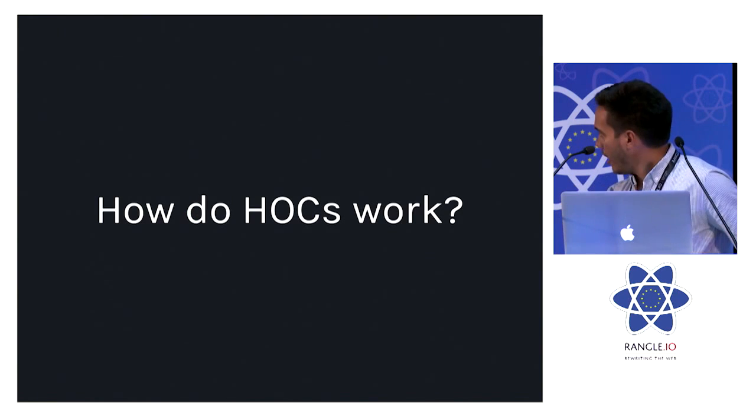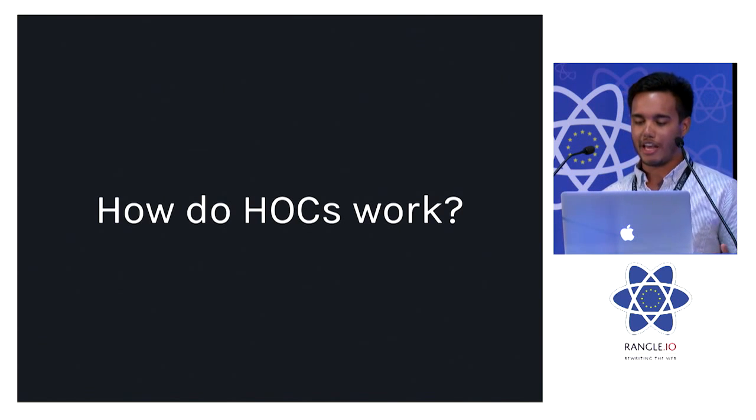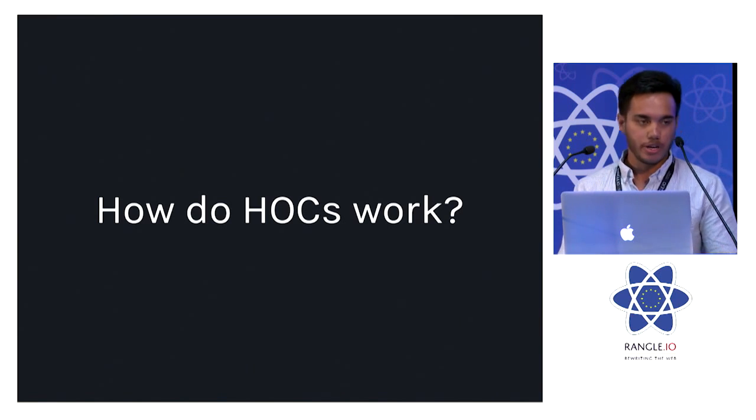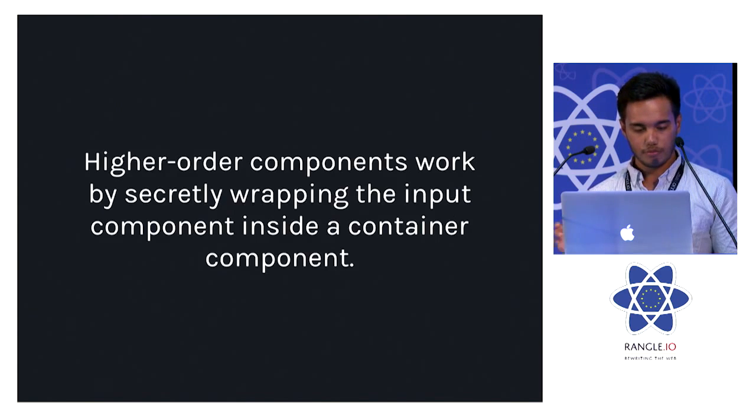So how do they work? How is it possible for a function to change the behavior of a component from the outside? If you're new to React, and especially if you come from an object-oriented background, as a lot of us do, it may be tempting to think that higher order components are modifying the class definition of the input component somehow, perhaps by adding additional stuff to the prototype or monkey patching the render method. But in reality, it's way simpler than that.